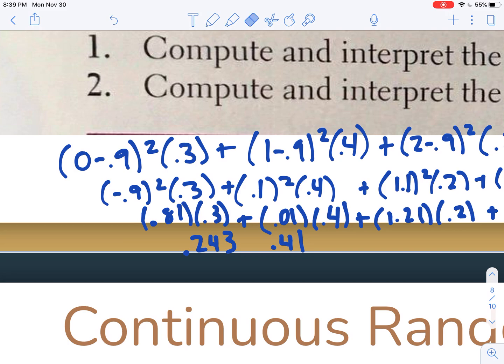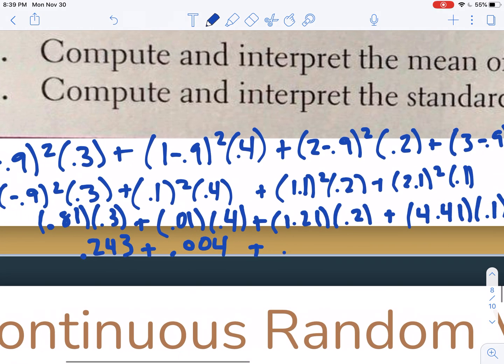I apologize. I typed that in my calculator wrong. That did not seem right to me. Check your work if things don't make sense. This is 0.004. This is 0.242. This is 0.441. And we're going to add all those up.